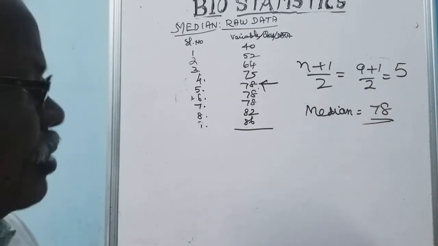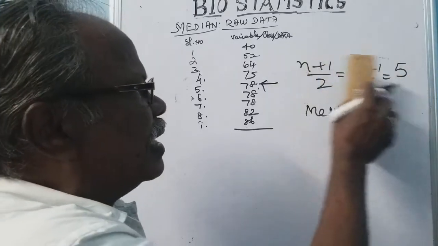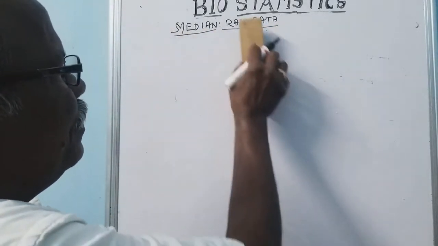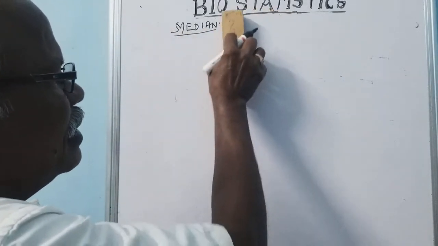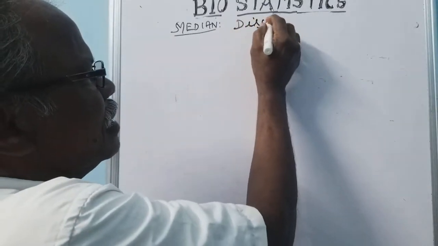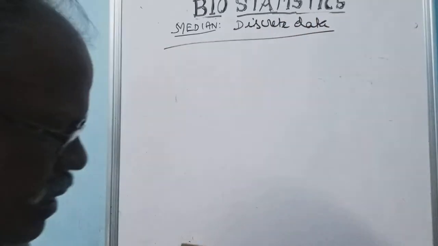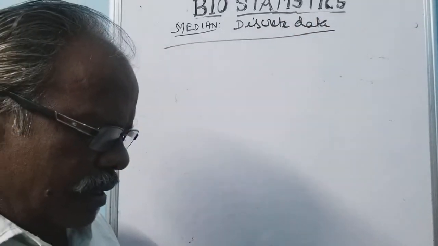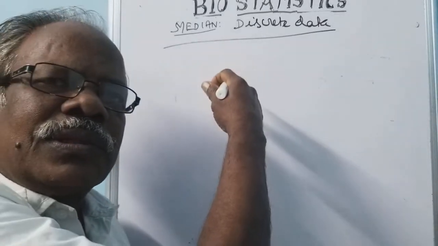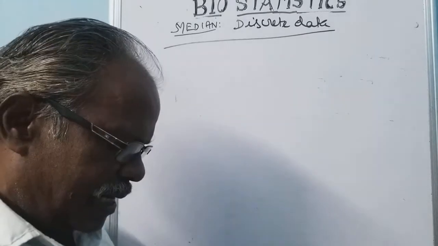Next, we are going to see about the discrete data. This is the median for raw data. Then we are going to see the median for discrete data. Discrete data means that it is arranged in an orderly manner. So we have to arrange the numbers in ascending order or descending order. That is called discrete data.